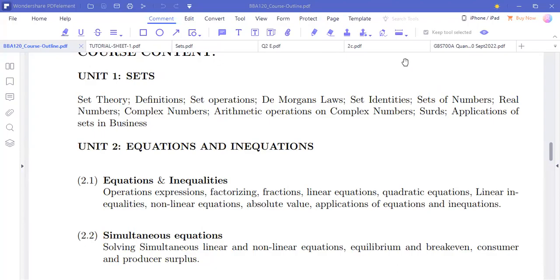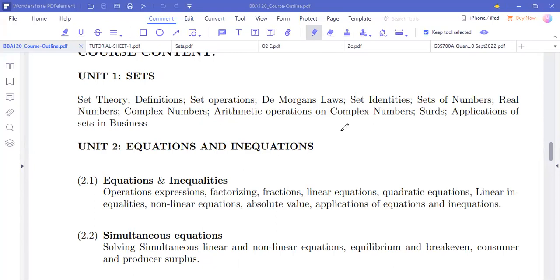Welcome to our first class in a course called Mathematical Analysis. Below is the course content of what you are required to know by the end of this entire course.